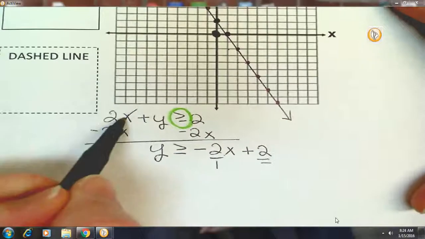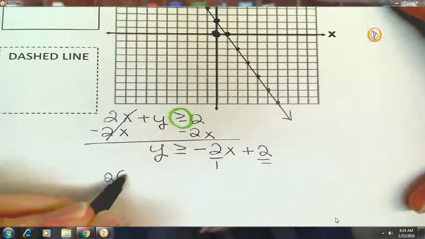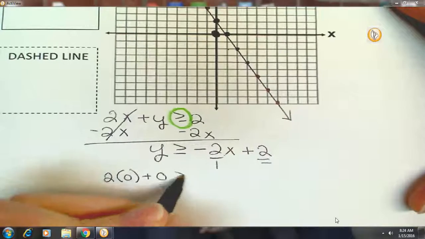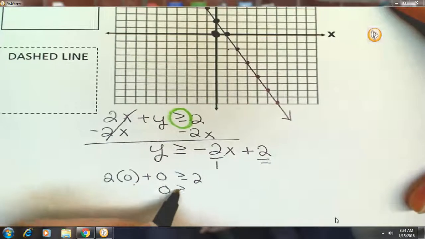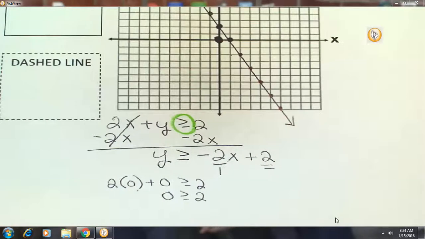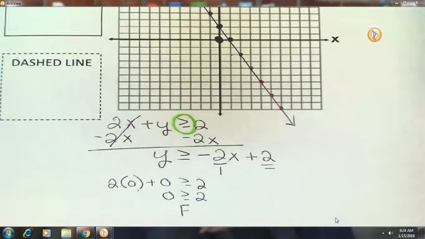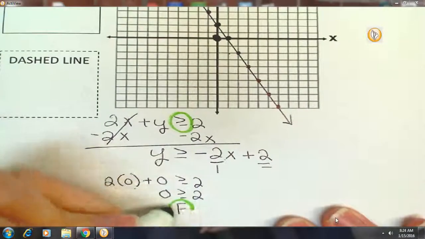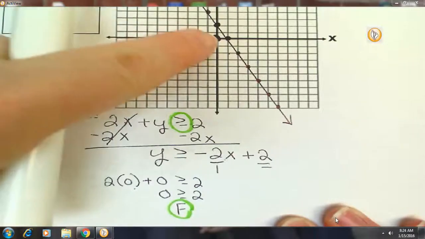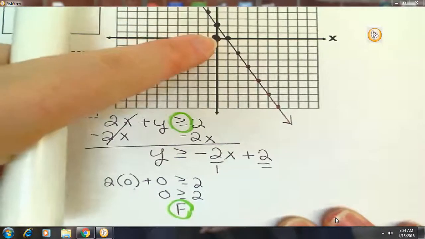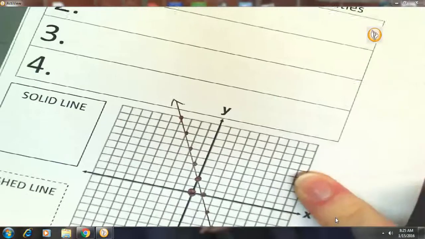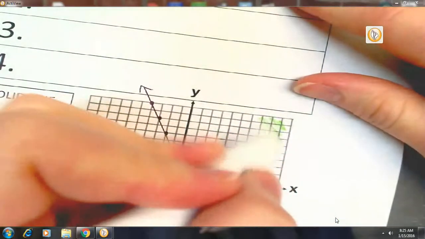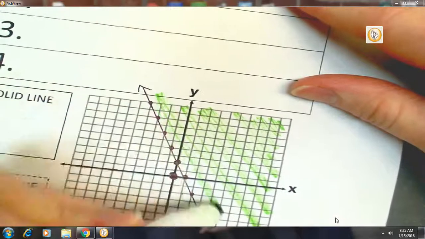I'm putting it in for x and I'm putting it in for y, in my original problem. 2 times 0 is 0, and 0 plus 0 is 0. Is 0 greater than or equal to 2? That's false. So the side with 0, 0, this side right here, is the false side. Which side do I shade? The other side, the right side. So take one of your markers, if you would, and shade in on the right side. And I would shade lightly.